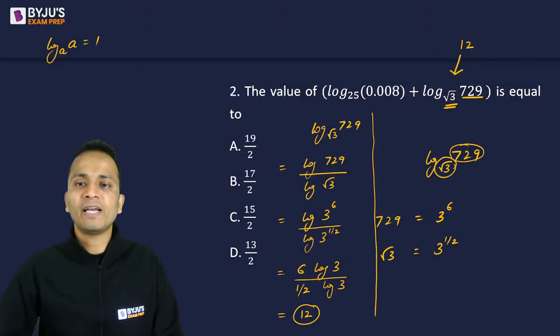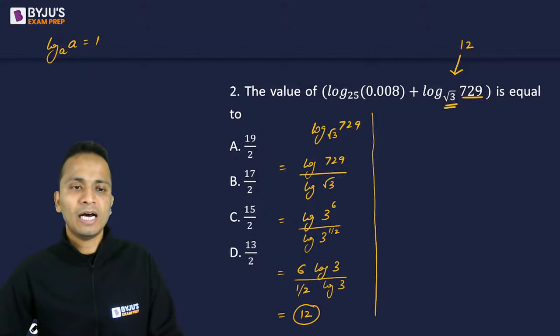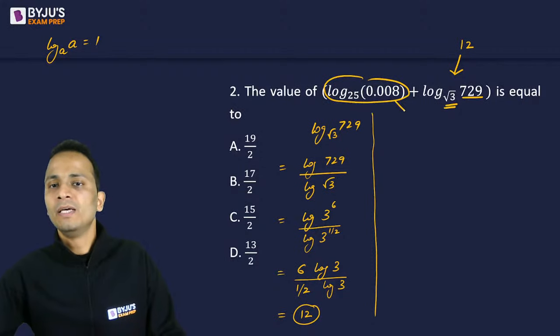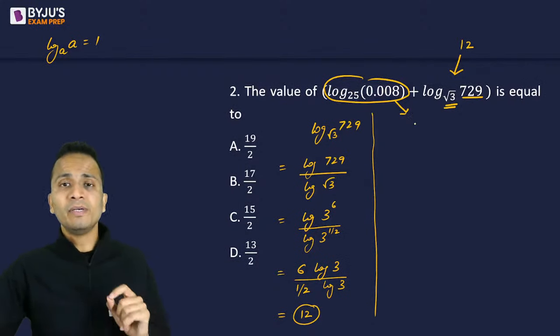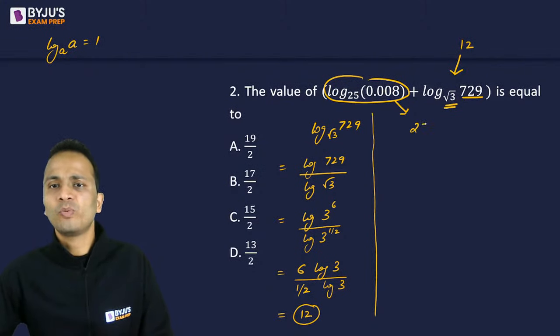So the basic funda was converting both the numbers and writing them as the power of the same number. ठीक है? आगे चलते हैं, second term consider करते हैं. So this is the second term. Now the base of this second term is 25. 25 can be written as 5 square.